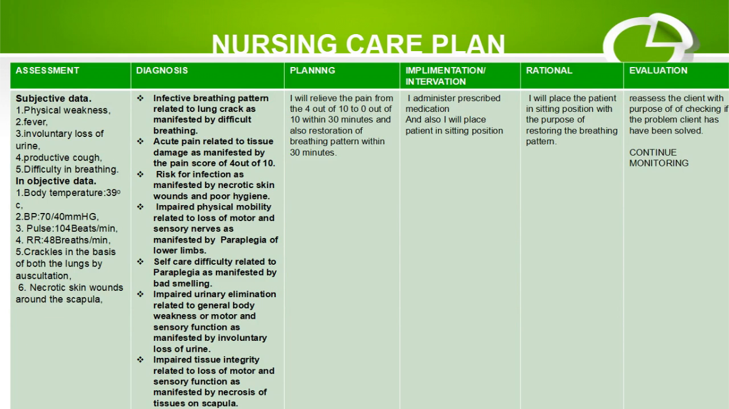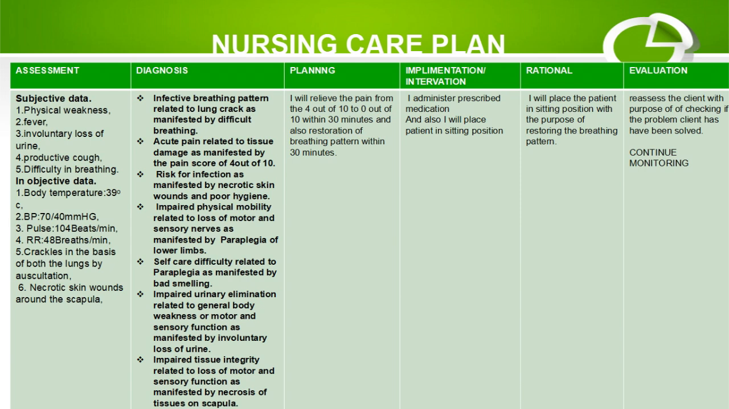In the next phase of the nursing care plan, we focus on the plan of how we can resolve the problems we identified in the diagnosis phase. For example, we can say that I will relieve the pain from 4 out of 10 to 0 out of 10 within 30 minutes and also restore the breathing pattern within 30 minutes.